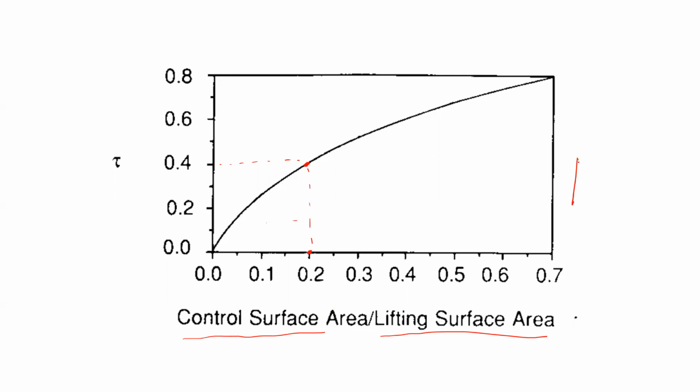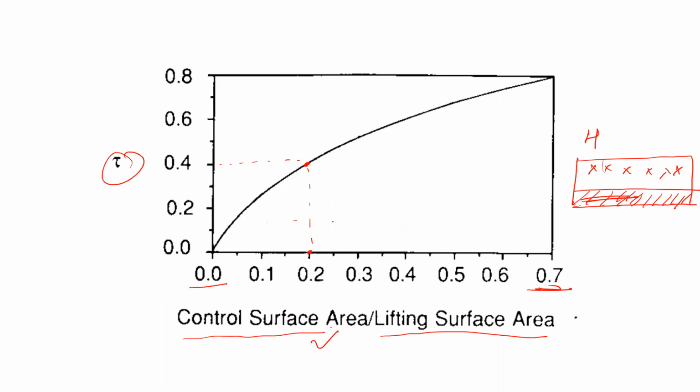Let's say you are designing a horizontal tail, and this complete length is your elevator, and this is your horizontal tail. So this cross is the lifting surface area, and this region is the control surface area. You take the ratio of these two numbers, you find it will be somewhere between 0 to 0.7, and corresponding to that you can find out a tau.